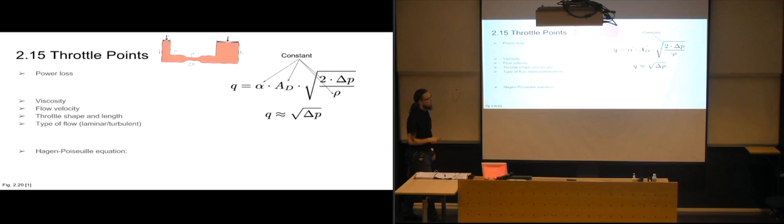So in other words, the flow rate that we get through this throttle point is completely dependent on the difference in pressure that we get from one side to the other. But this means that we can have a fairly high pressure on this side, and we can get a fairly low pressure on the other side of the throttle point. And this is where we can end up getting the cavitation that we are going to look at next.